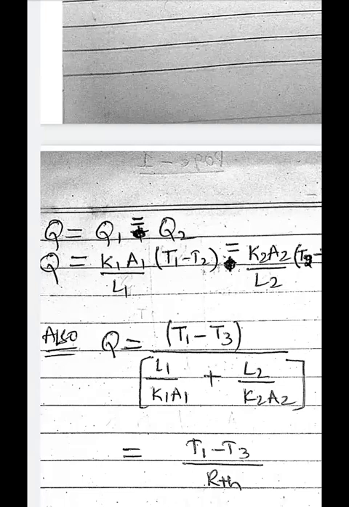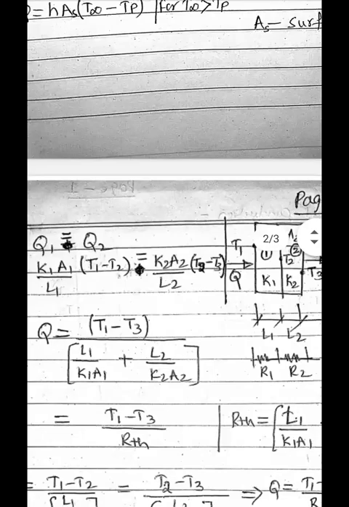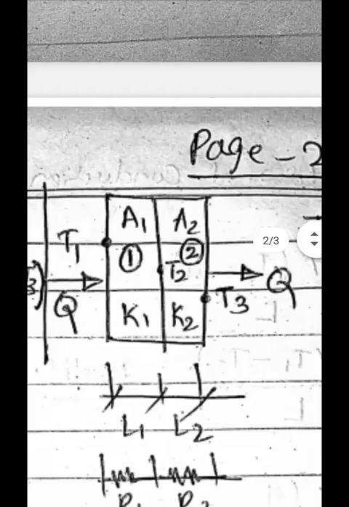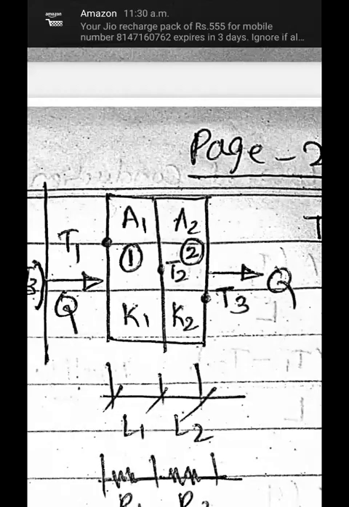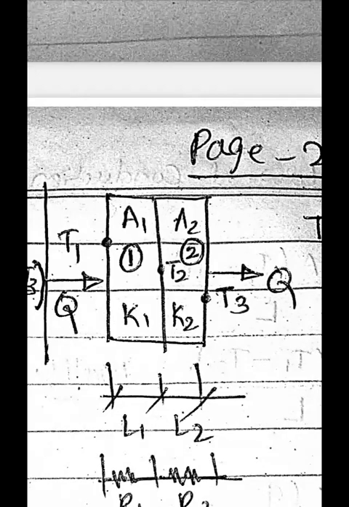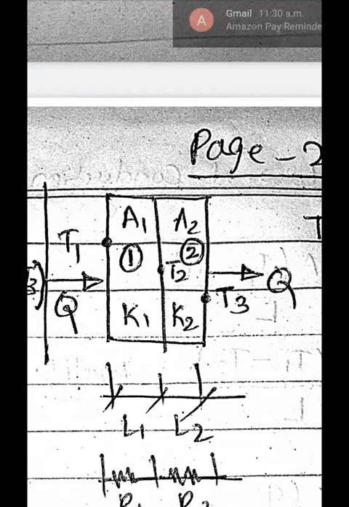Okay, now you can see here, so we can write the general equation, that is Fourier's law of conduction for the first wall. So it will be K1 A1 divided by L1 into T1 minus T2. So you can observe the temperature zones also here in this diagram. T1 is the extreme left temperature, and T2 is the middle intermediate zone, and T3 is the extreme right surface, right? Extreme right surface is T3.